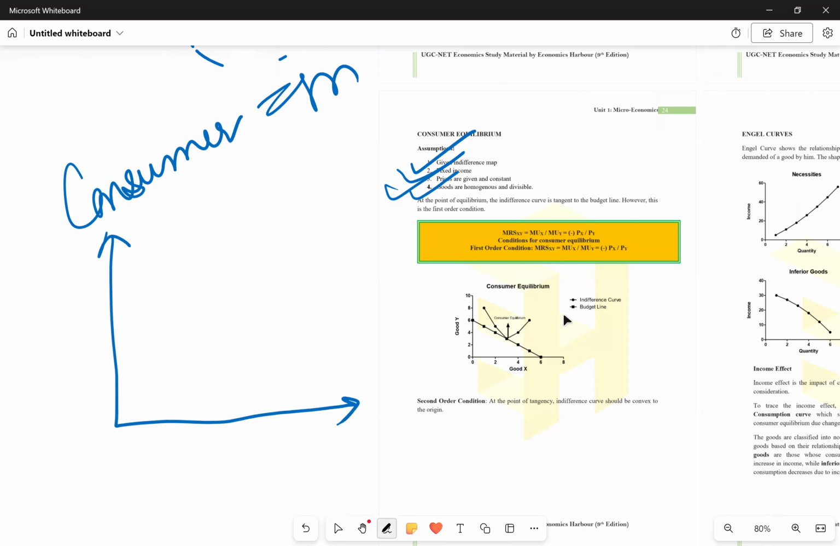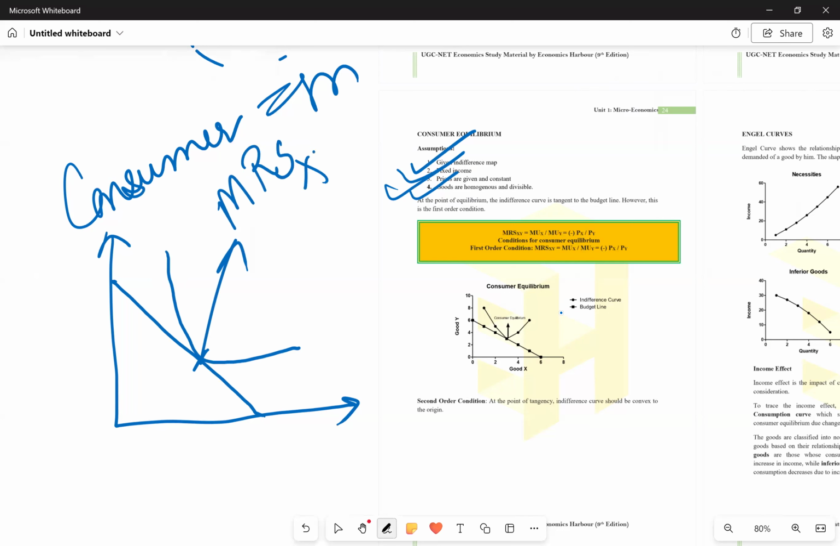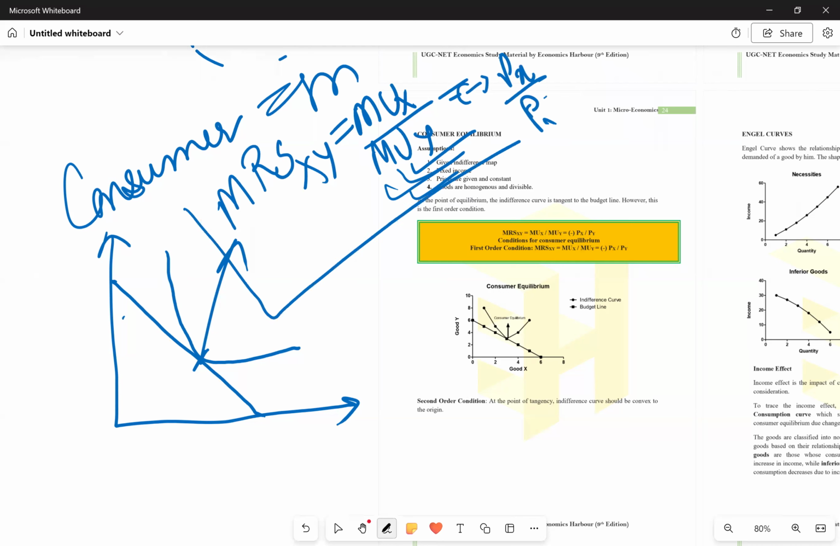Graphically, your consumer equilibrium will be achieved where your indifference curve is tangent. It is tangent, it does not intersect. It is tangent to the budget line. And at this point, the slope of the indifference curve, that is MRSXY, which is equal to marginal utility of X upon marginal utility of Y, will be equal to the slope of the budget line, which, if it is downward sloping, is PX upon PY. So this is the condition of equilibrium.